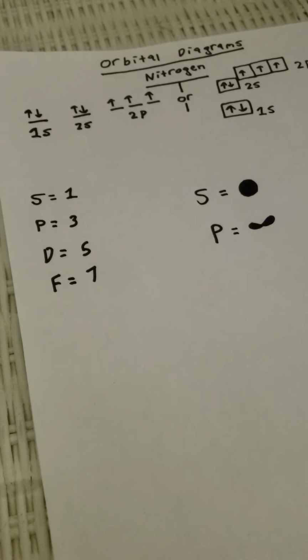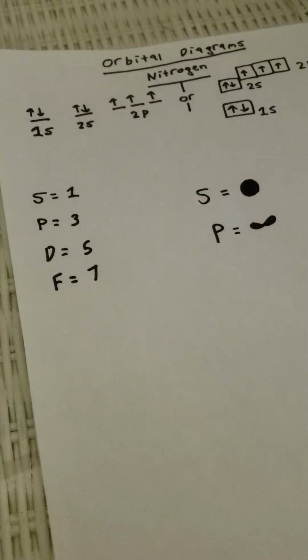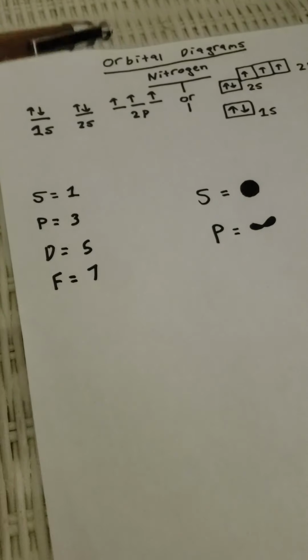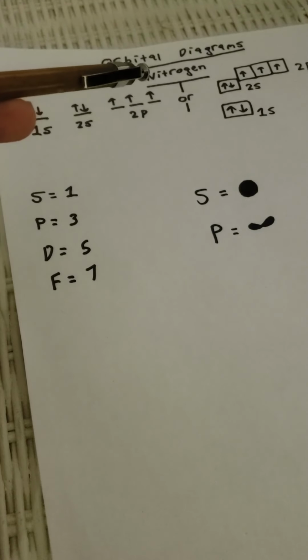My name is Shane, and my partner's name is Evan, and we'll be explaining electron configuration. Starting off with orbital diagrams, I'll be using nitrogen as one of my examples.